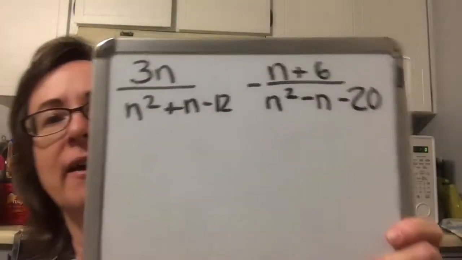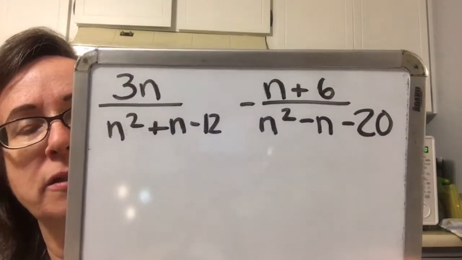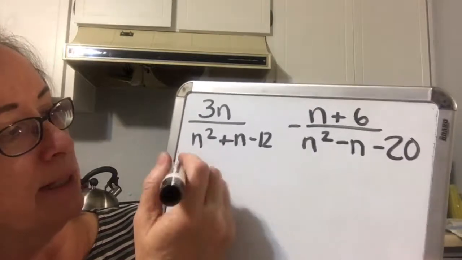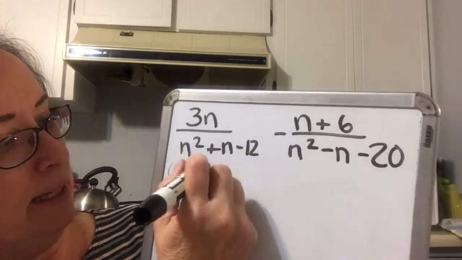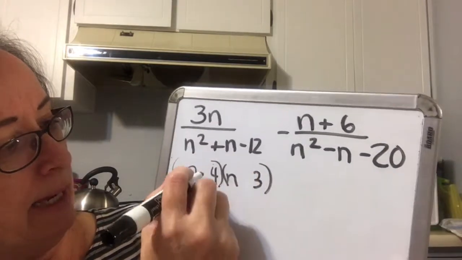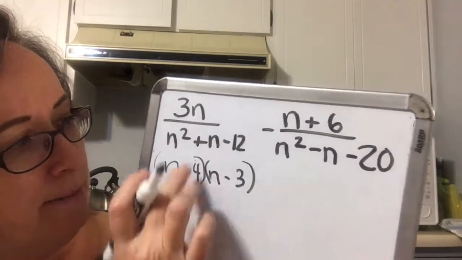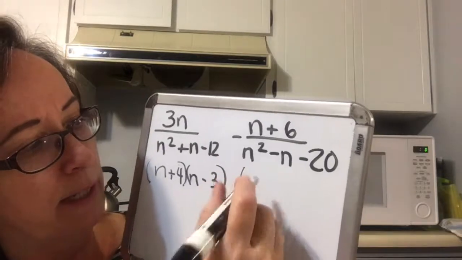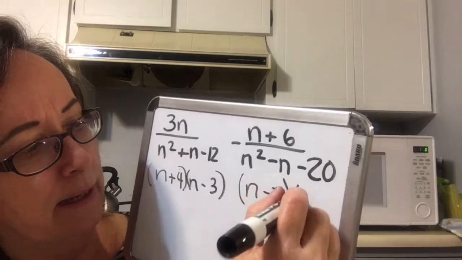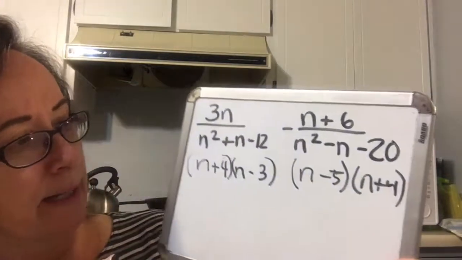All right, so now, this one looks fun because we're going to factor two denominators completely. Okay, so on this one, the denominator is going to be an n and an n, and a 4 and a 3, and a positive and a negative. Okay, so that's the factors of this first denominator. The second one is going to be an n and a minus 5, n plus 4, because again, the difference is 1.